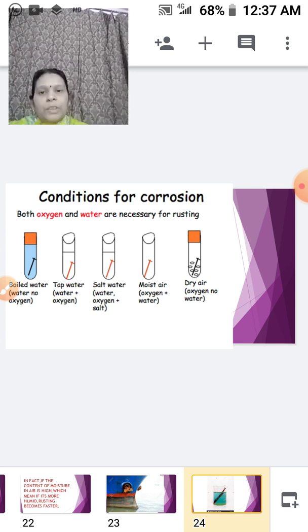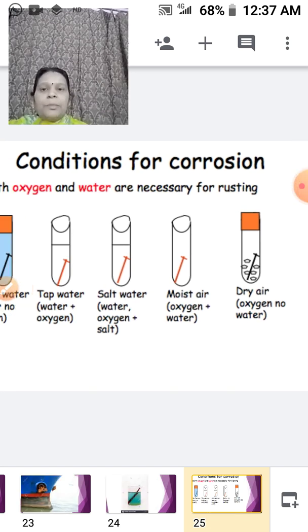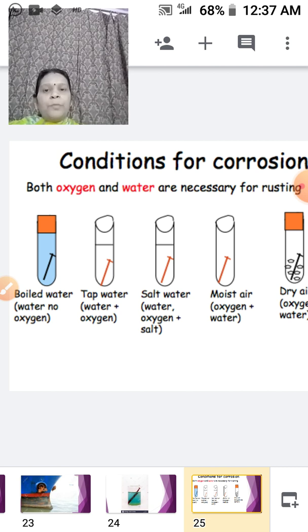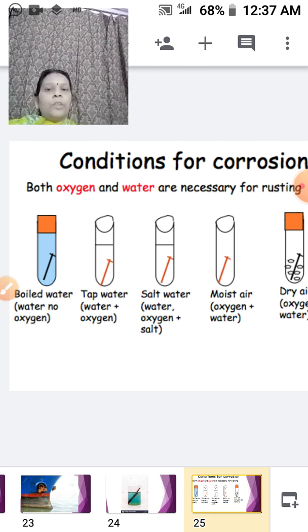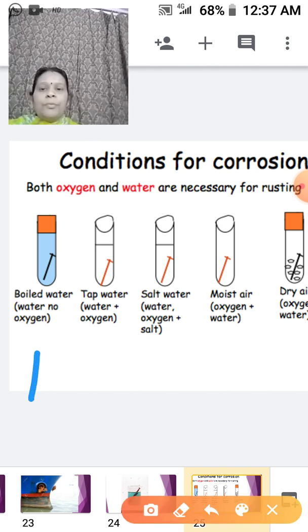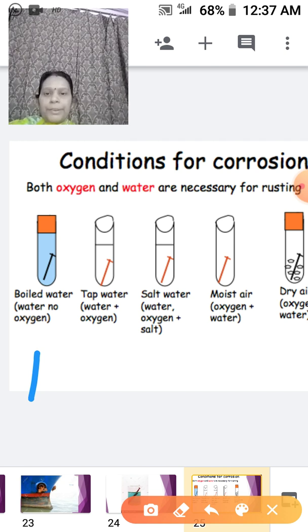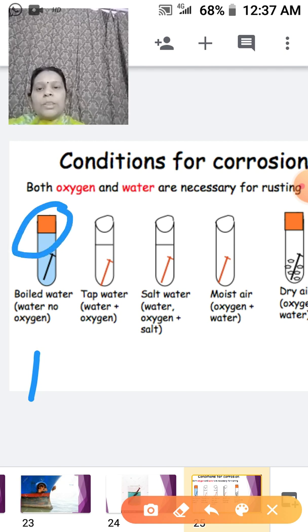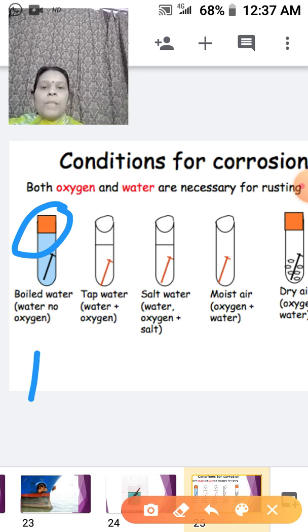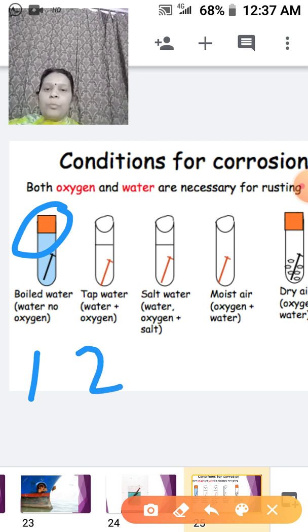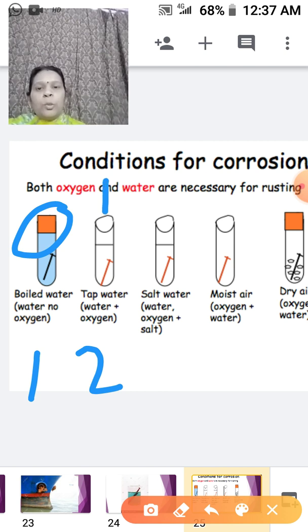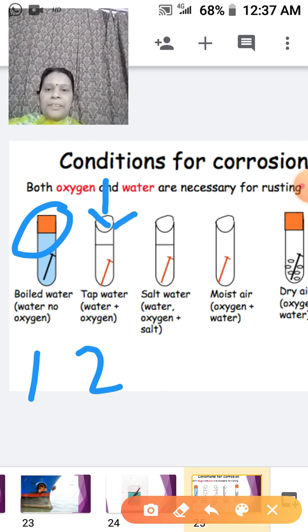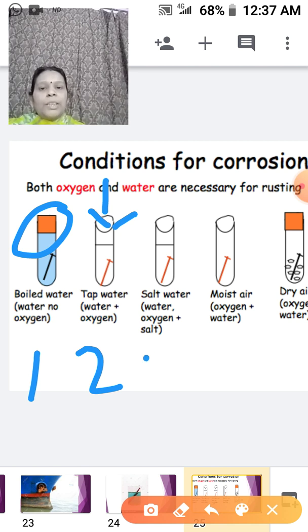Now, what are the conditions for corrosion? As we have already studied, oxygen and water are necessary, but there are a few conditions in which this rusting will not take place. In the first test tube, we found boiling water, but we have put a cork over it. So there is no oxygen here, and since there is no oxygen, the process of rusting will not take place. In the second one, we have taken tap water. It is not covered, it is all open, so normally the oxygen can enter. So here the rusting will take place.